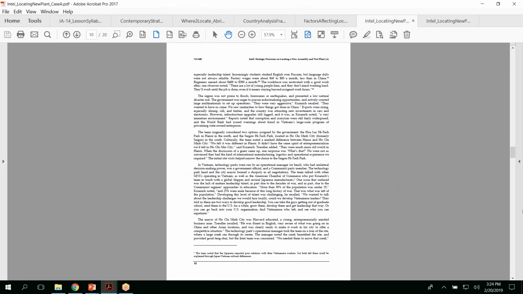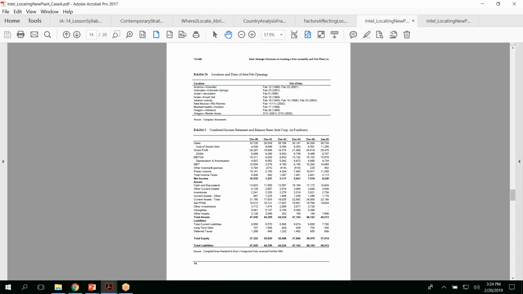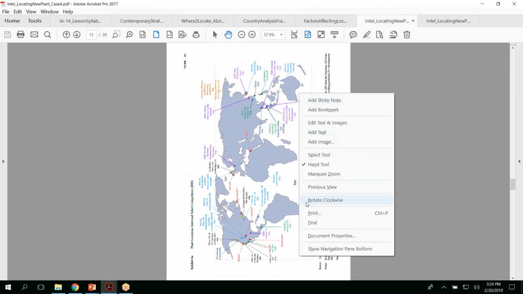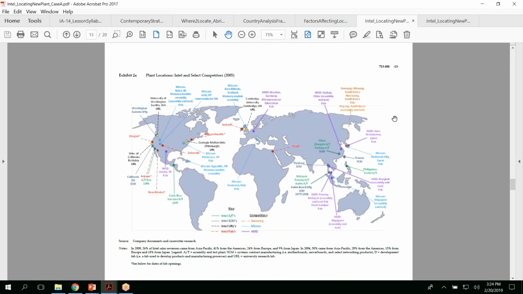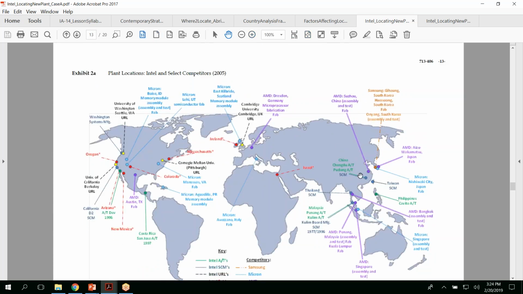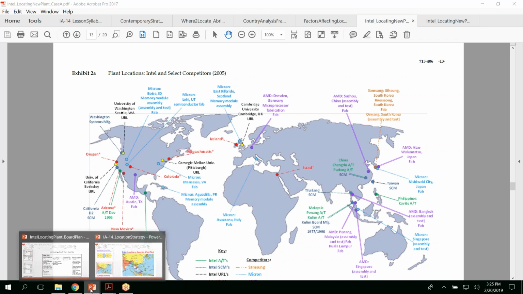Here's the case study. If you actually go to the map, this is Exhibit 2, right? Let me see if I can rotate this easily. Okay, maybe that's a little better. You can see that it's interesting: Japan doesn't even appear on the map. Japan apparently didn't make the map, right? They're putting this Micron here in Japan, but no, sorry, that's not Japan. That's South Korea. But anyway, a little aside.